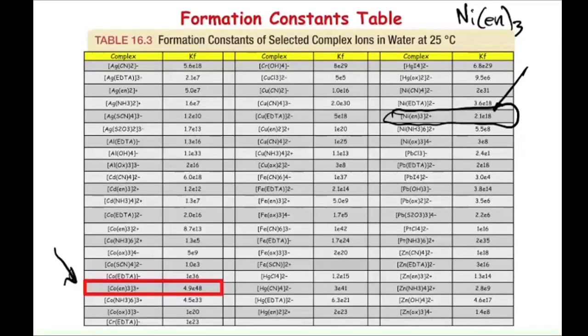2.1 times 10 to the positive 18. If you had cobalt, it's even more spontaneous. You even get more chemical going to products. Look at that equilibrium constant, 4.9 times 10 to the positive 48. In fact, if you just peruse these values, you can see that they go up as high as 48. There's 30 right here. Yeah, 48 seems to be the highest value.